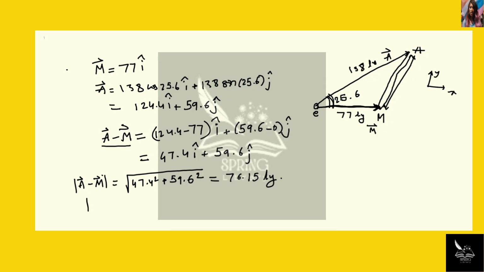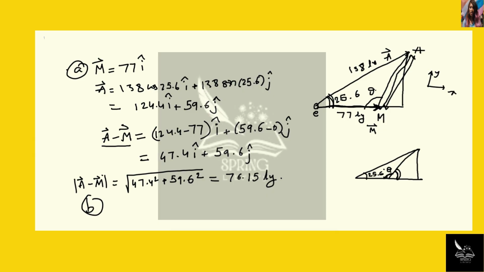Now part B is where we want to find out the angle subtended by Alkaid and Earth at Merak. Let's call this angle theta. Now let's draw this diagram again. We know that this is theta and this is 25.6 degrees. Now, if we find this angle, we know that the sum of these two angles, theta and this angle, would be 180, and we can find theta.